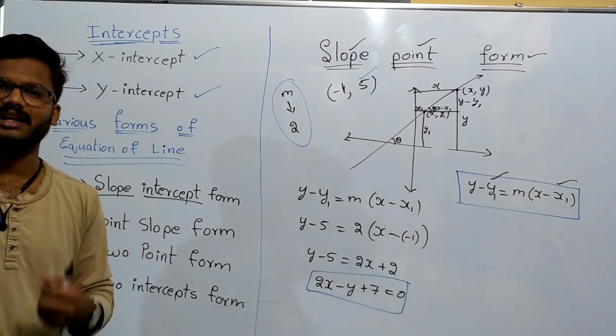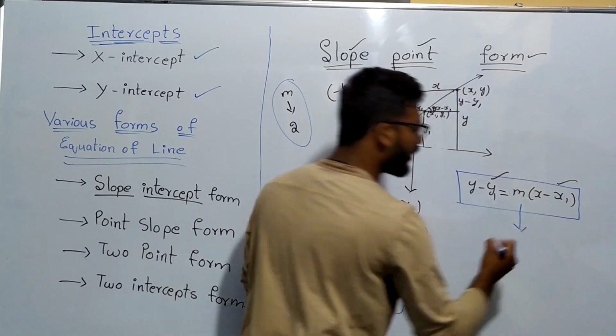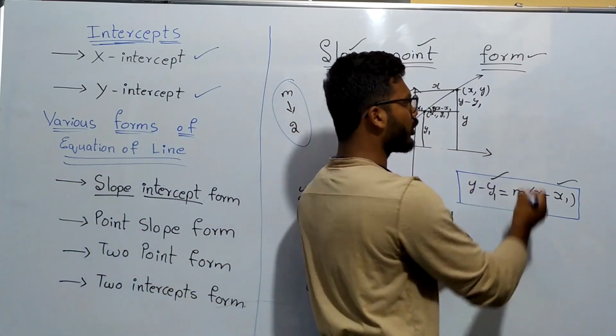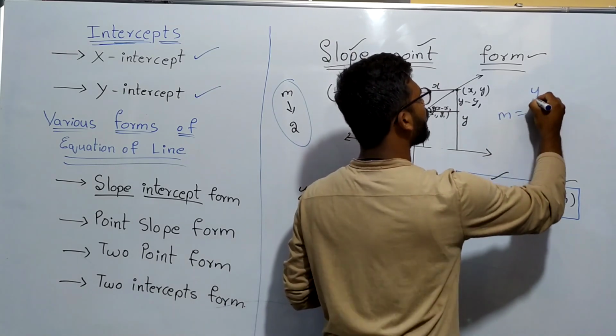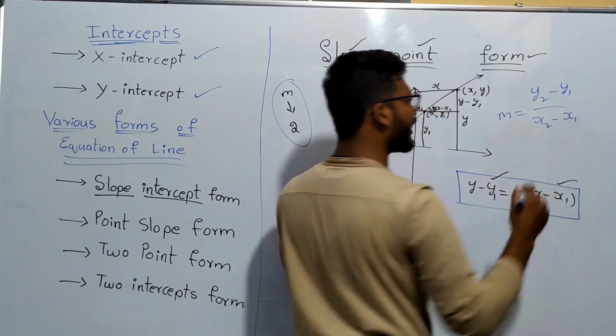If we know 2 points, we don't know the slope, right? And can we find the slope when we know 2 points? We can find the slope, right? So how can we find the slope? Slope is nothing but m is equal to (y2 minus y1) by (x2 minus x1). Like this we can find the slope, right?